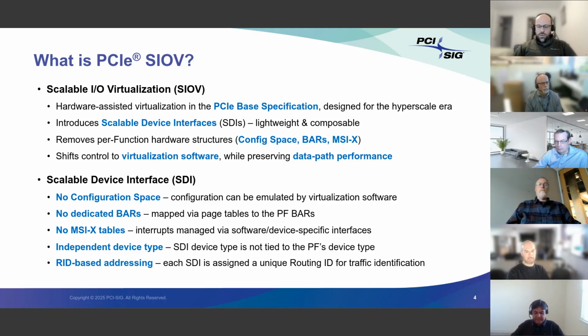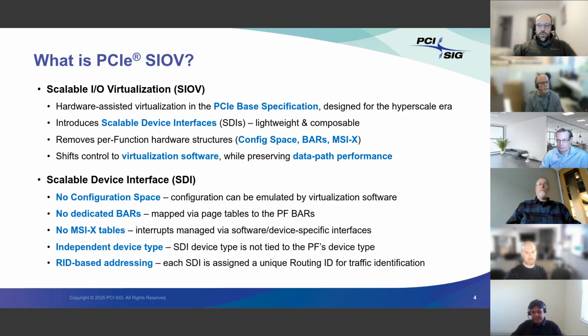And finally, we also leverage the fact that control path operations are not frequent, whereas data path operations like doorbell writes and interrupts are more frequent. So we move some of those control path operations to the software and virtualization environment, and then keep the data path still going directly to hardware from the VM, thereby keeping the performance.